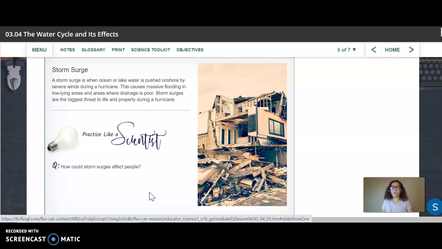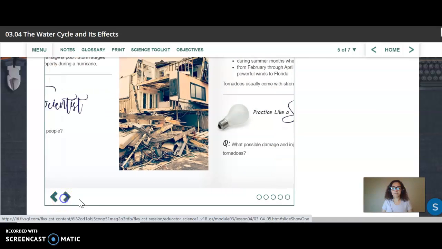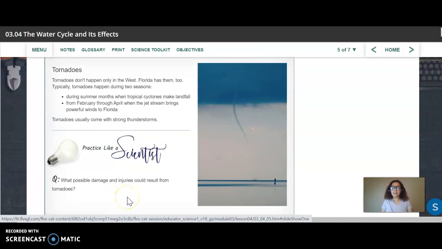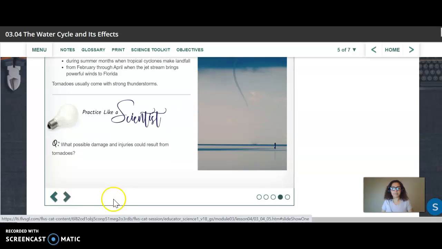A storm surge is when water is pushed on shore by severe winds during a hurricane. So even though hurricanes can be devastating, storm surges can be just as bad, if not worse, than the hurricane itself. Sometimes we will also get tornadoes, and tornadoes are also accompanied by strong thunderstorms. So both of those natural events can be devastating.